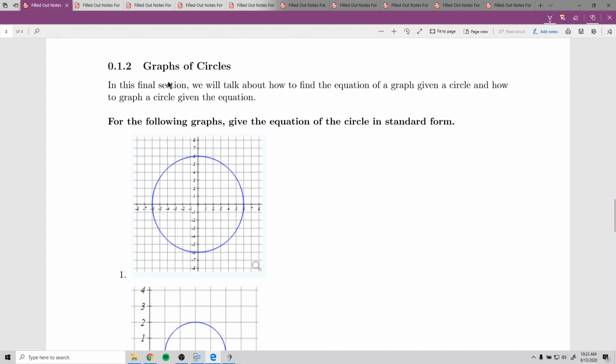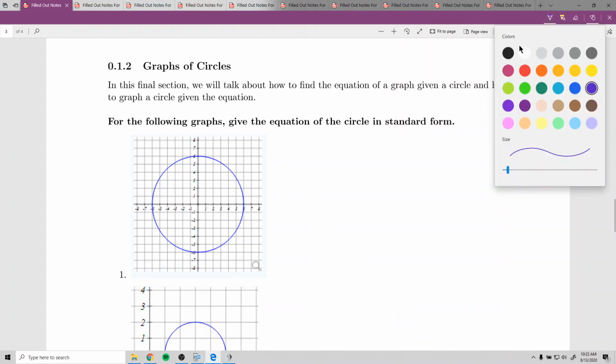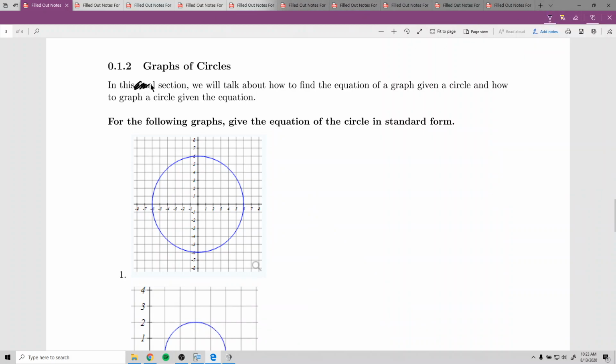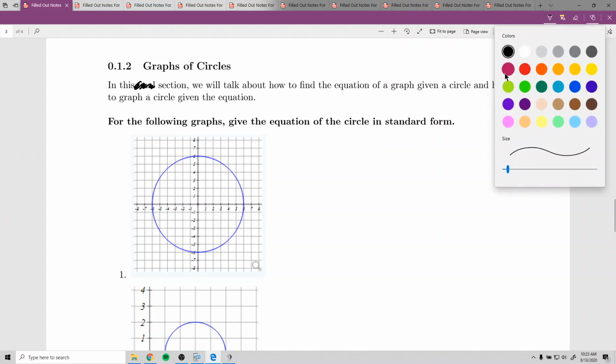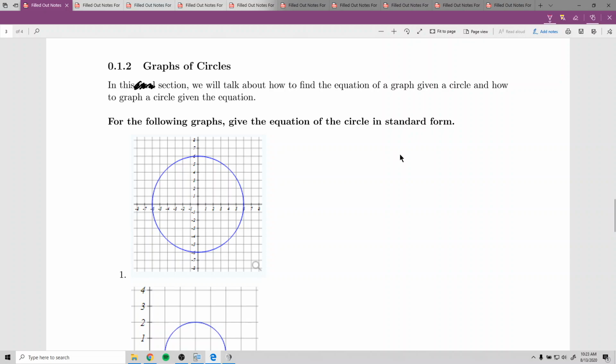All right, next section, it's not the final section, I don't know why I wrote that. In this section, we're going to talk about the graphs of circles. First, we're going to make sure if we're looking at a graph of a circle, we can write the equation. It says for the following graphs, give the equation of the circle in standard form. Standard form is just that equation from before, (x minus h) squared plus (y minus k) squared equals r squared.